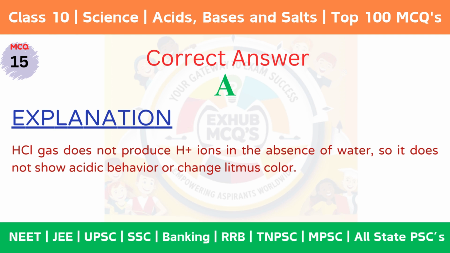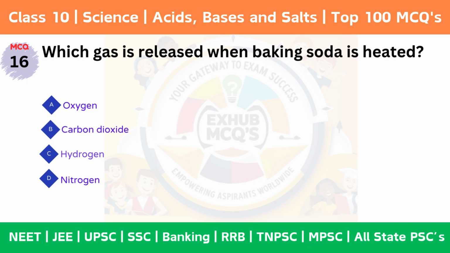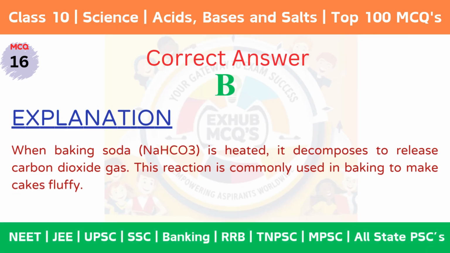Explanation. Dry HCl gas does not produce H+ ions because it requires water to ionize. Without water, it does not show acidic behavior or change litmus color. MCQ 16. Which gas is released when baking soda is heated? Option A, oxygen. Option B, carbon dioxide. Option C, hydrogen. Option D, nitrogen. The correct answer is option B, carbon dioxide.